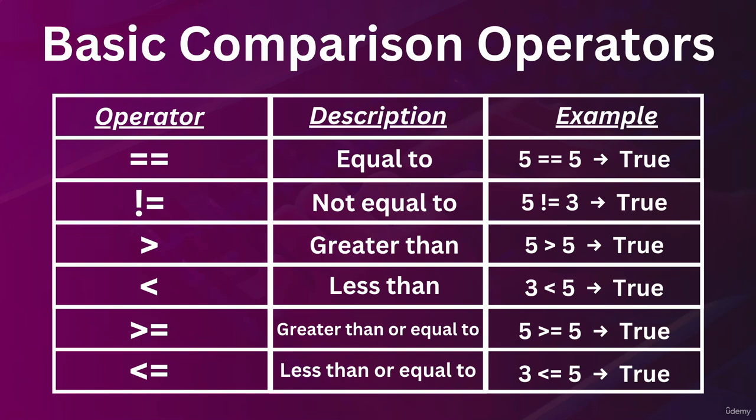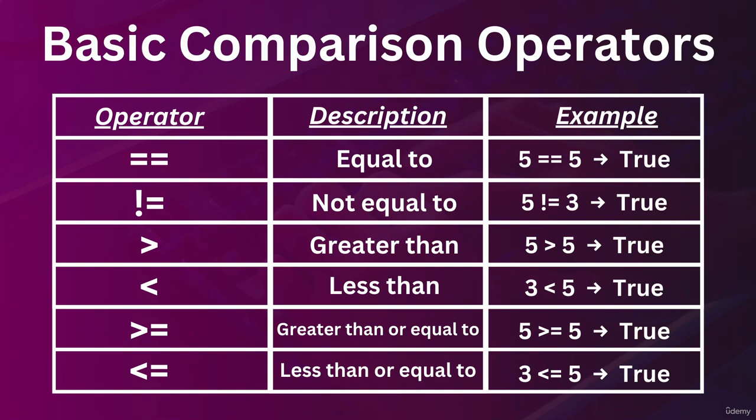We have the not equal to comparison operator that uses one exclamation mark and one equal sign. It is a combination of an exclamation mark and an equal sign. It is used to check if a value is not equal to another value. We also have the greater than comparison operator. This is actually a common comparison operator from our mathematical days.